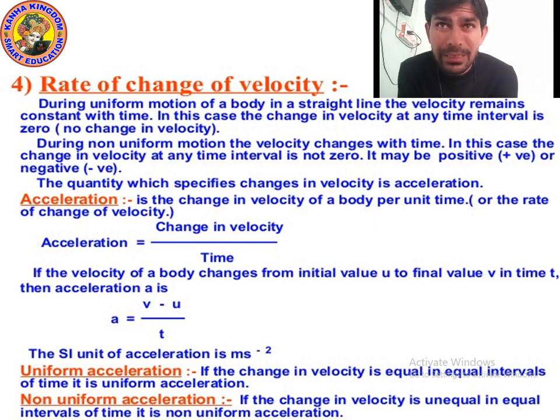If velocity is changing, it means motion is non-uniform, and there must be a direction. When velocity changes, acceleration is produced. It may be possible that speed is constant, but if direction is changing, then velocity is changing, and when velocity changes, acceleration is produced. So the formula of acceleration is change in velocity upon time.